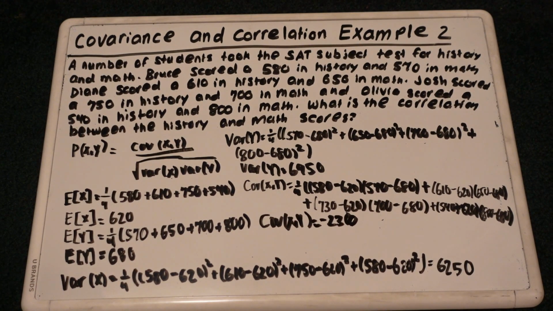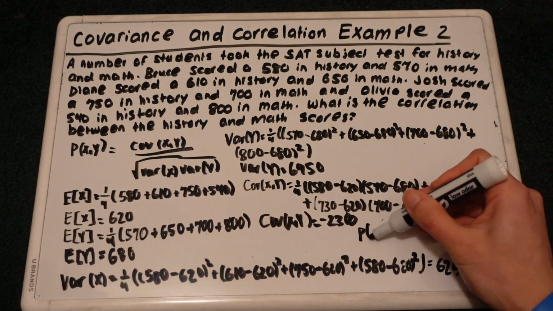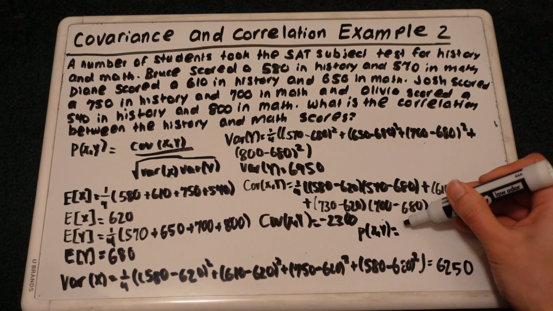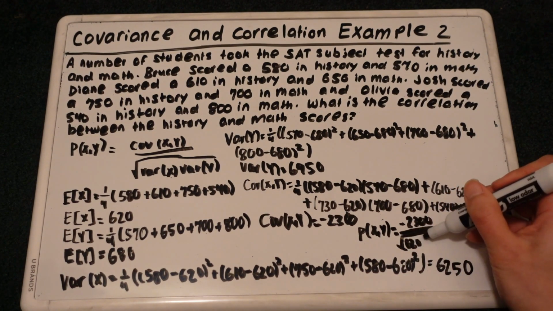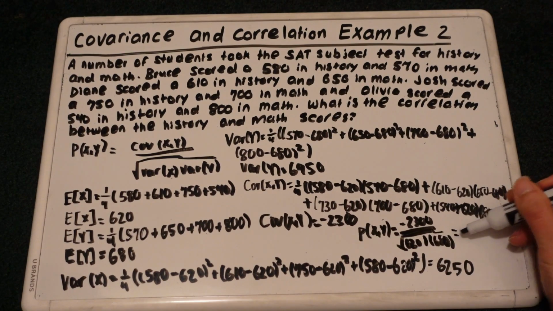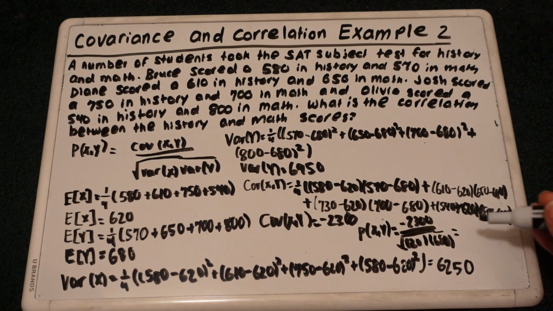Now we have the variance of x, variance of y, and the covariance of x and y. So now we can plug in all of those numbers to find the correlation between the history and math scores. Let me write here. So P of xy is equal to negative 2300 over the square root of 620 times 680. And simplifying from here, I get negative 0.3490. So the correlation between the history and math scores is negative 0.3490. And this is another example of a covariance and correlations problem in probability.